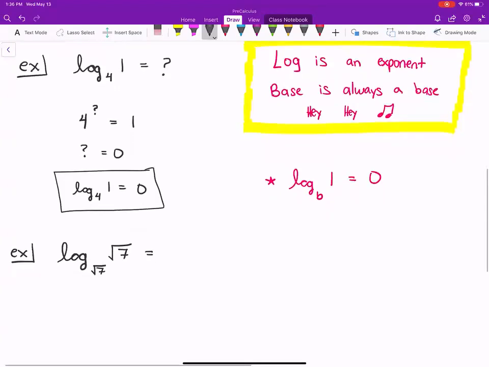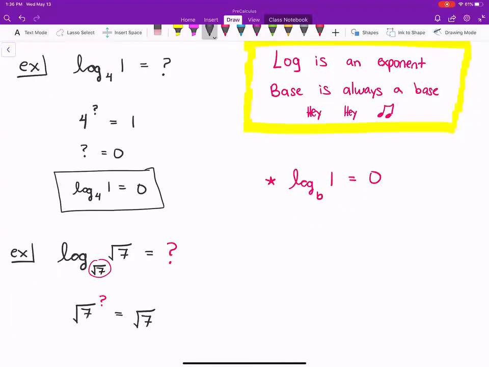So again, we're saying that a log is an exponent, a base is always a base. So if I'm trying to figure out what this log is supposed to be equal to, then that's the exponent to the base of that square root of 7. So we're saying the square root of 7 raised to the exponent that I'm trying to find should be equal to the square root of 7 that's inside the log.